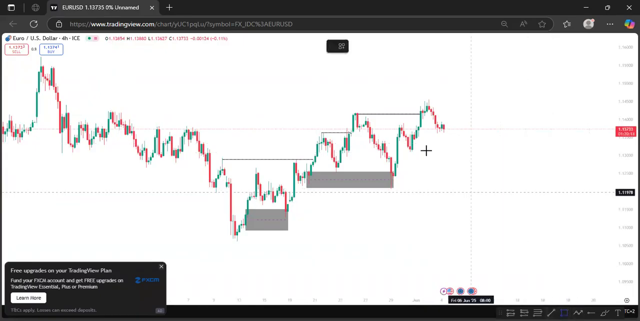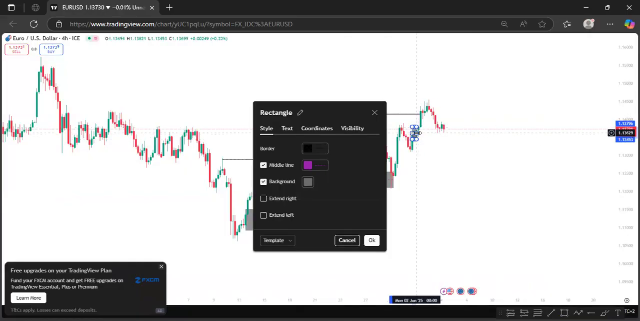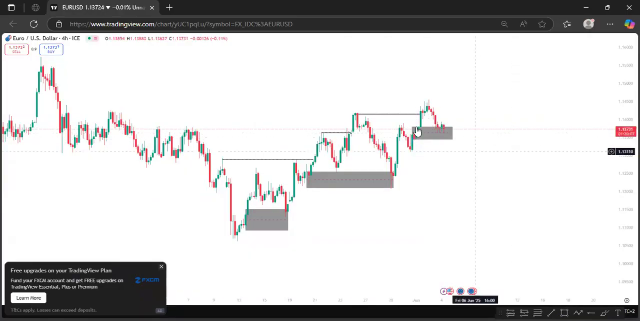So we can see that this is the origin of that break of structure here. This is the origin. And where is price resting at? Price is resting exactly at that origin of the break of structure. So should we buy now? No. Let's scale down to lower time frames for entry formations.